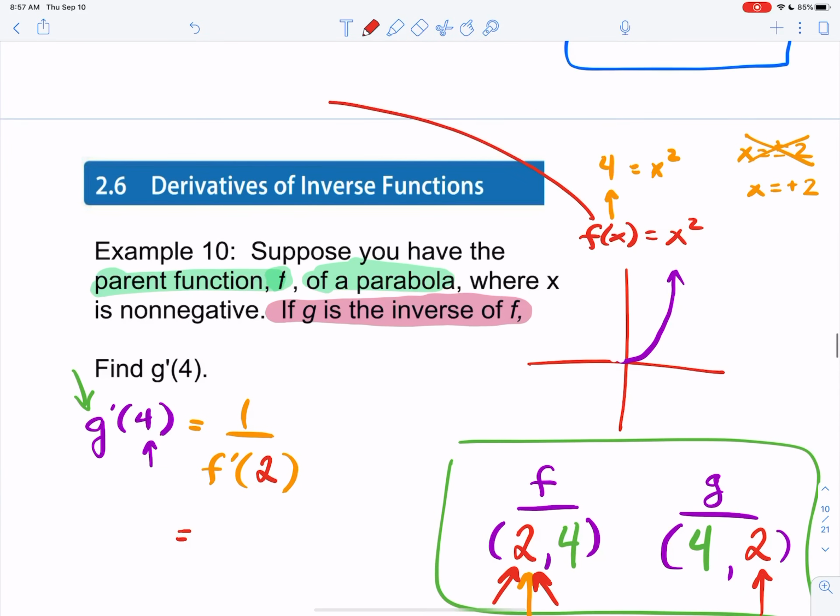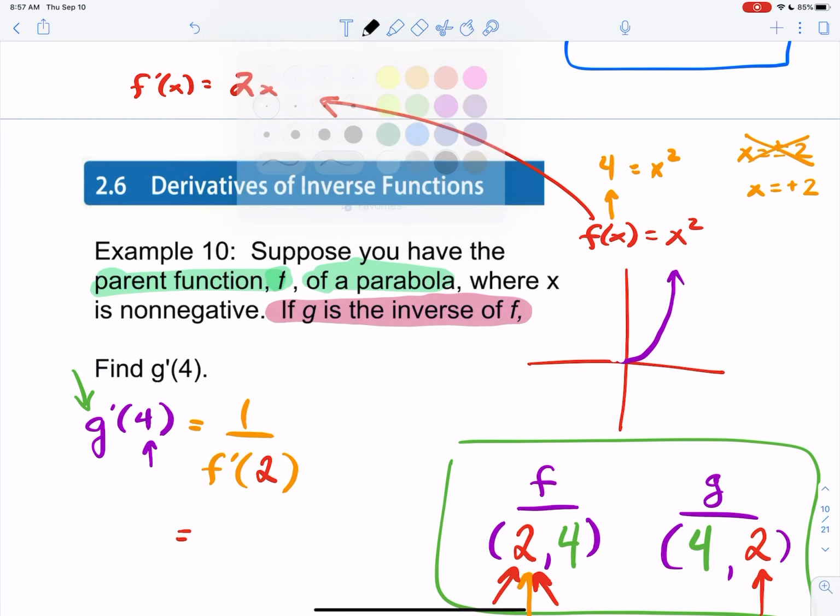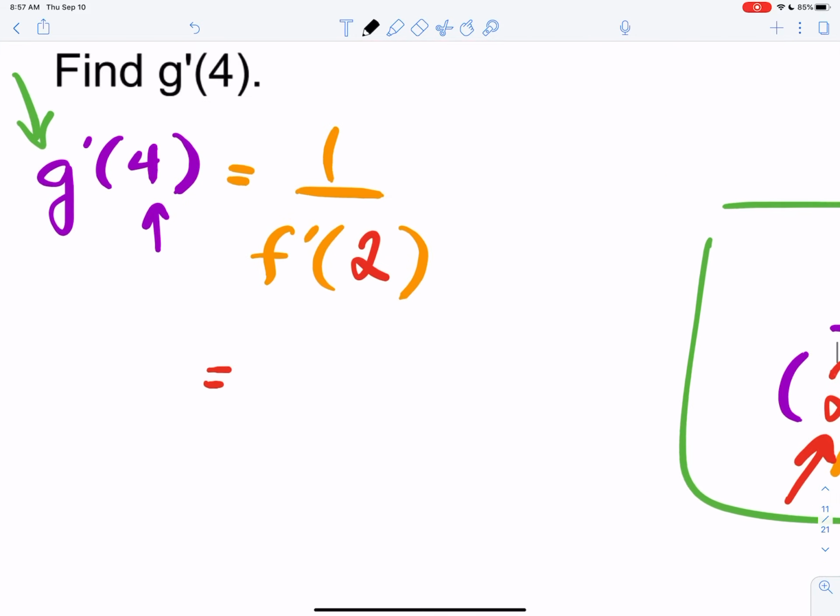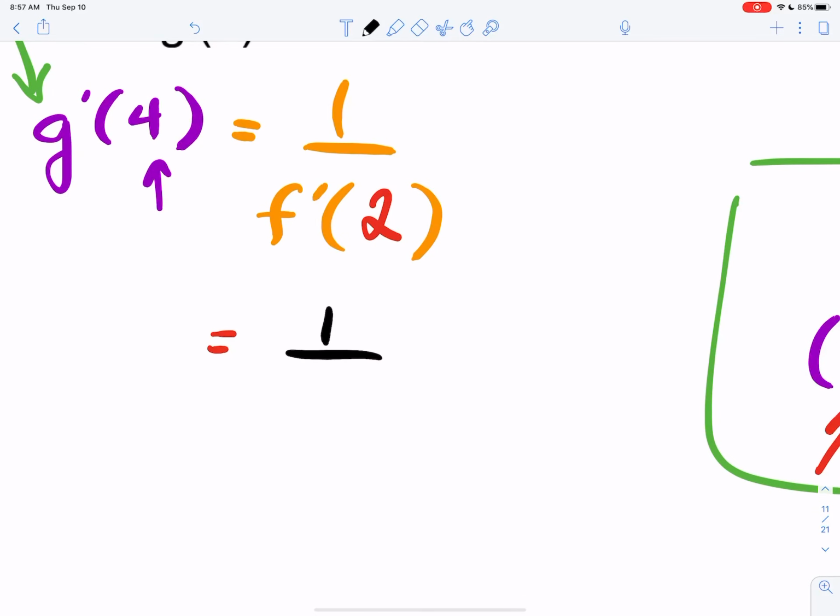Okay, so I'm all over the place. Here we go. If I know f, go ahead and figure out what f prime of x is. Press play when you're ready. The derivative of x squared is just 2x. Okay, well, now I want to know, well, what's f prime of 2? Because that's what I want here. F prime of 2 will just come out to 4. 2 times 2 is 4. So this here is going to be 1 over 4.